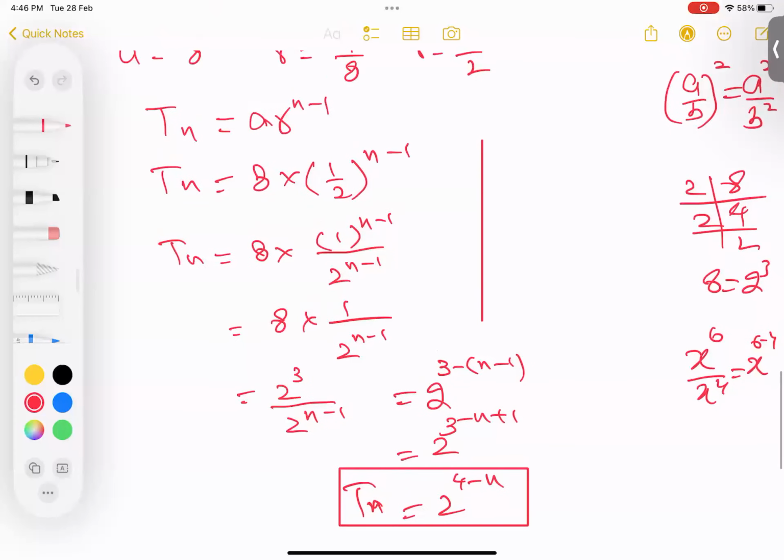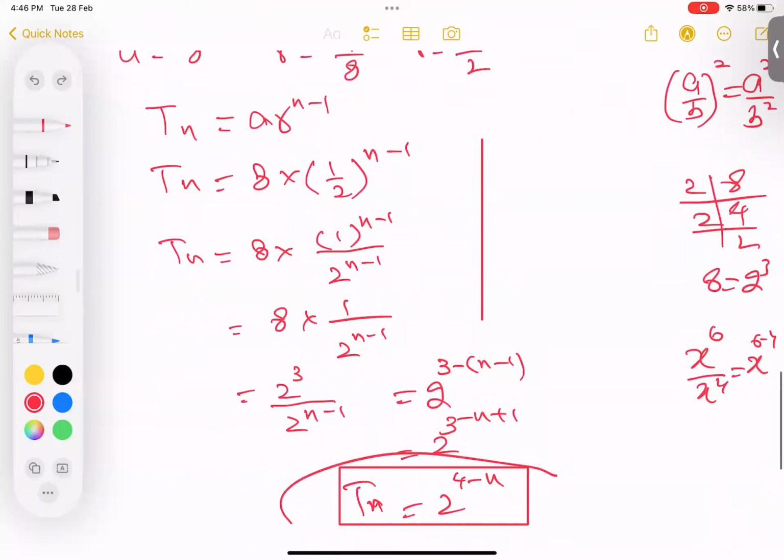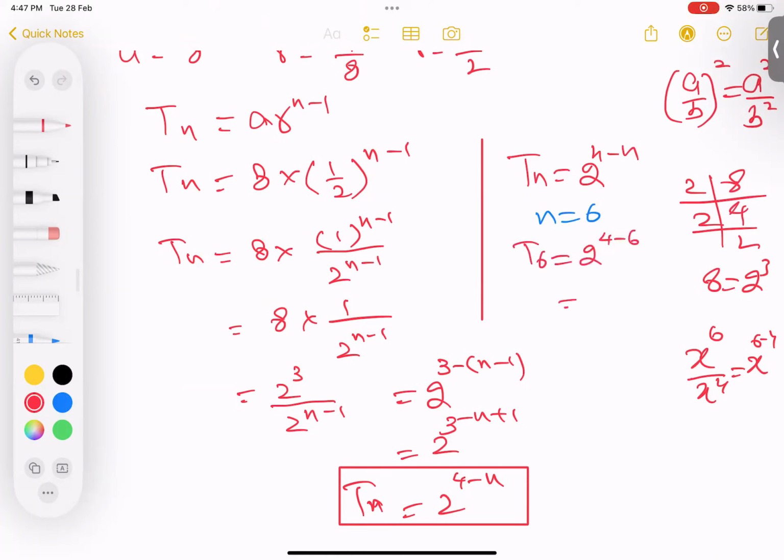Now I'm doing it in blue color. He's asking, give me the 6th term. So how to get the 6th term? In this equation, replace every value of n by 6. So 2 to the power 4 minus n, replace every n by 6. I get t6 equals 2 to the power 4 minus 6. So I got 2 to the power negative 2. If you stop here, full marks, or bring it down. When you bring it down, the power sign changes: 1 by 4. So this is my 6th term.